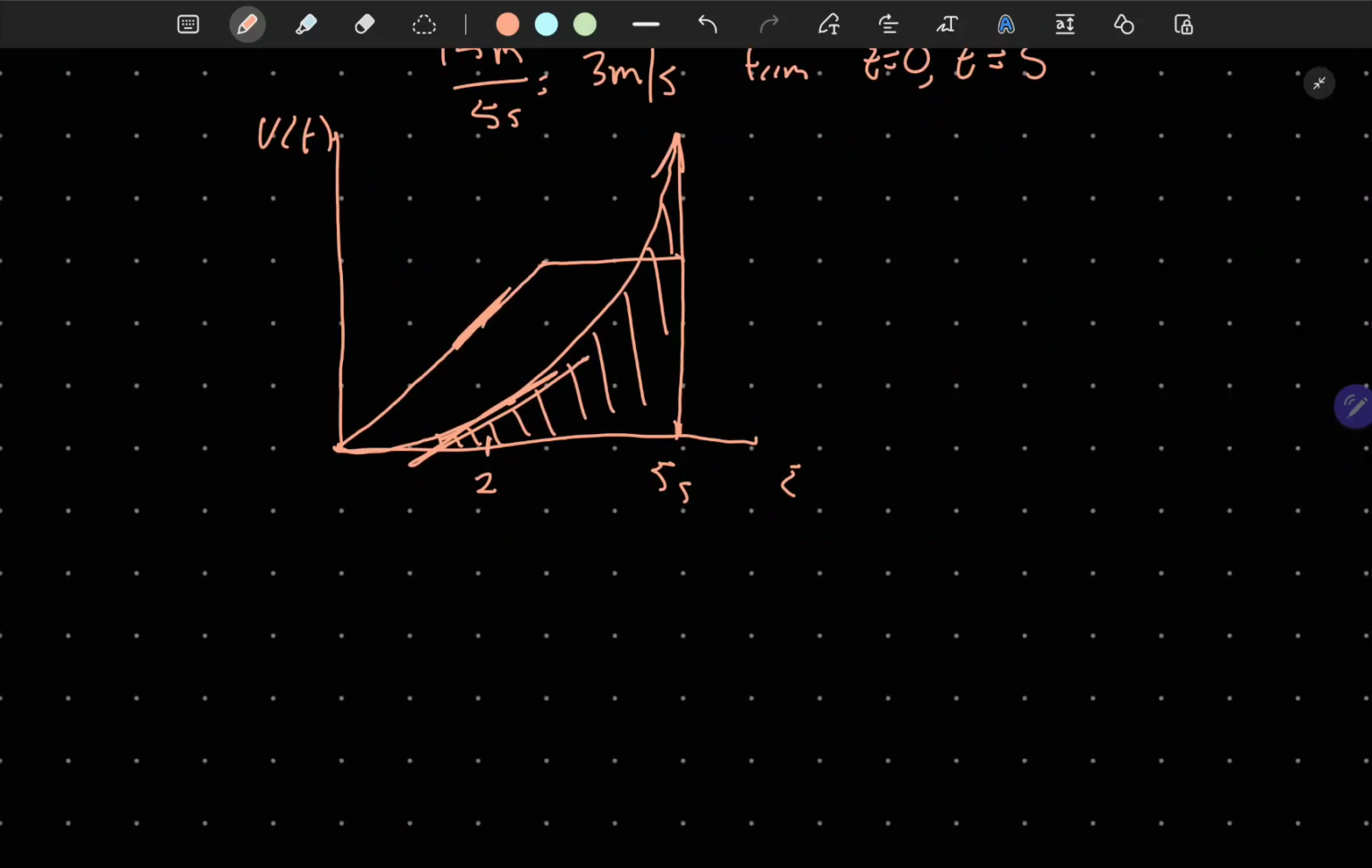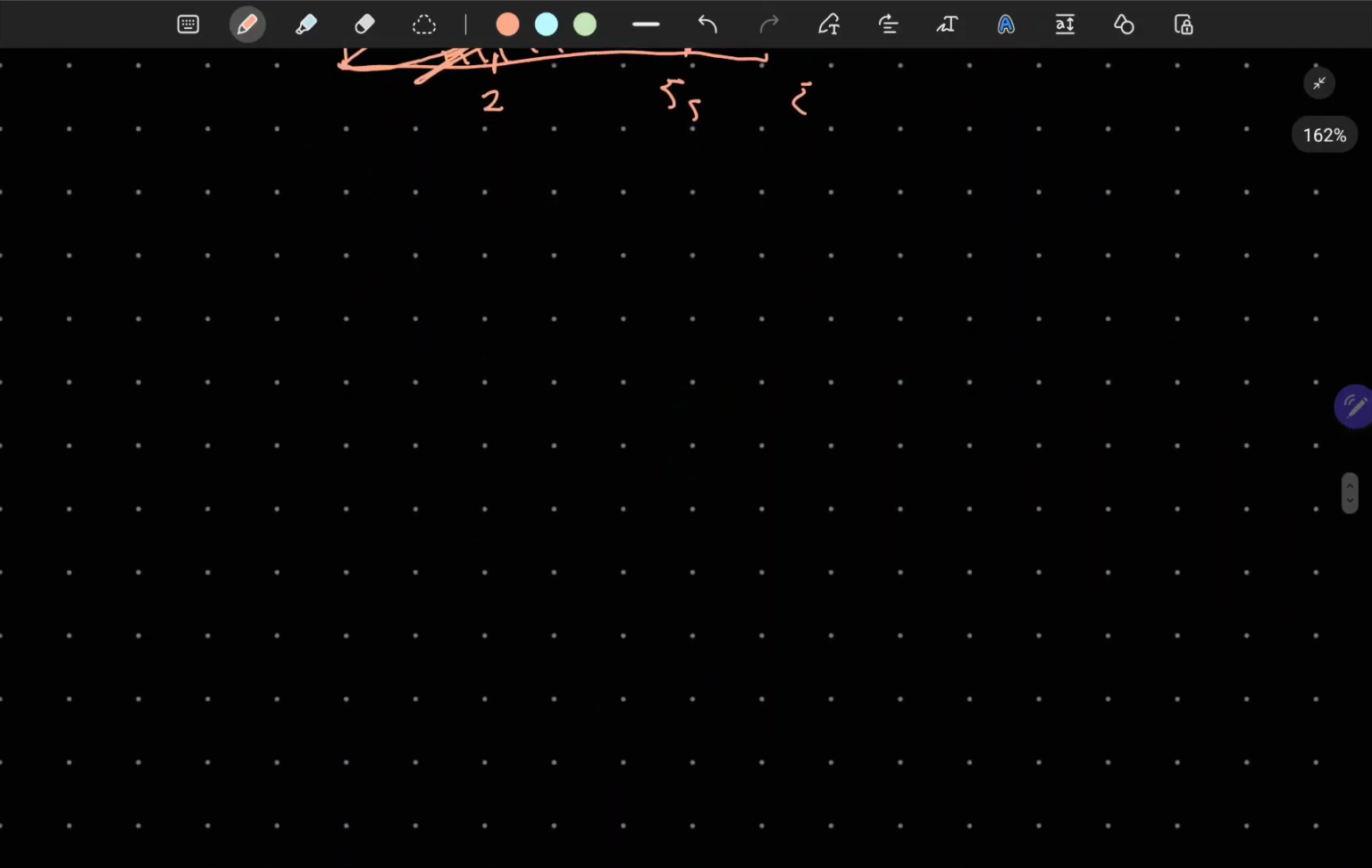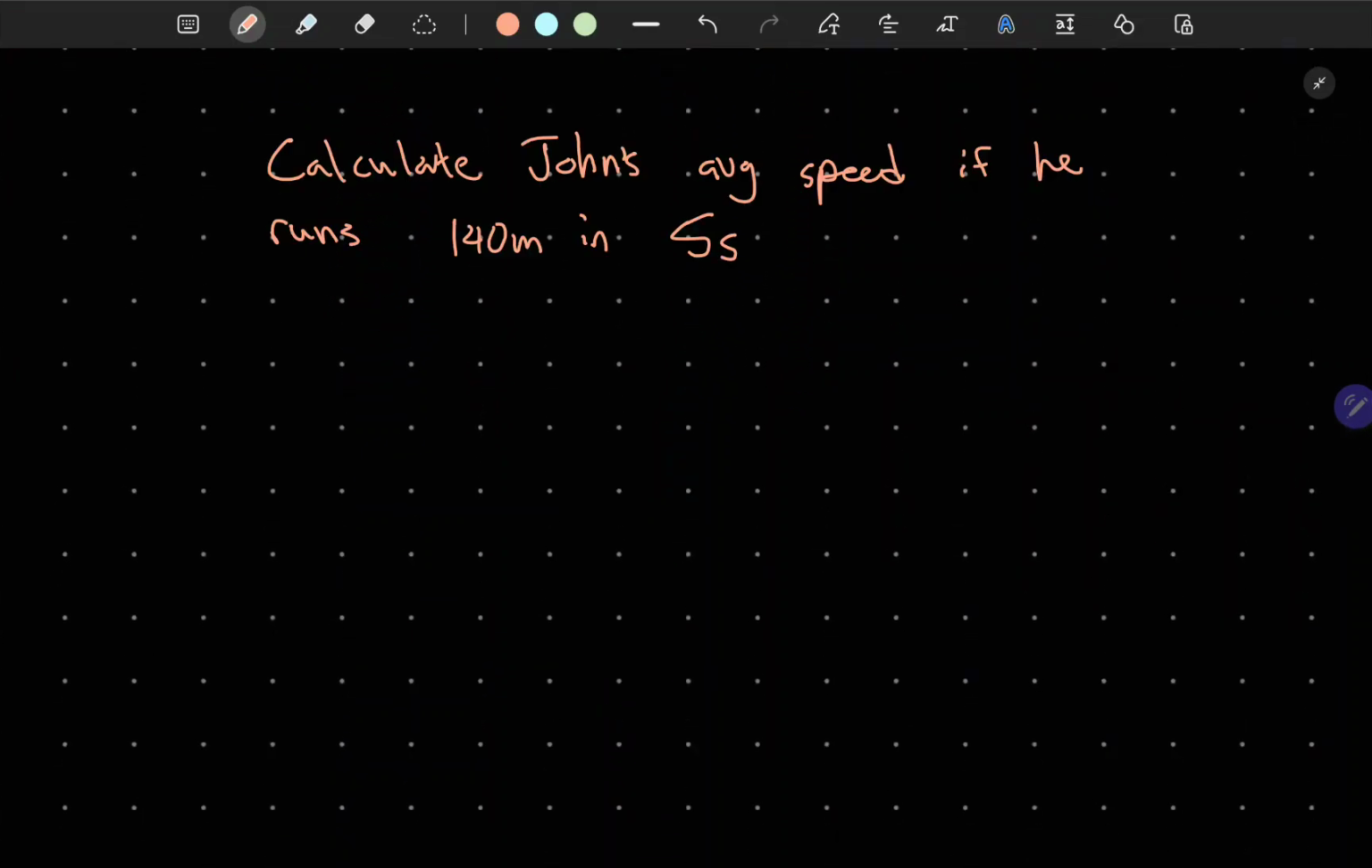All right, so that's all the notes we're going to do. Continuing, we're going to do some problems. For the first question, calculate John's average speed if he runs 140 meters in 5 seconds. This one's pretty easy, so why don't you pause the video, do the quick calculation on your own, and I'm just going to solve the problem right now. This is obviously going to be our average speed formula, total distance over total time. And this just gives us a nice and easy 28 meters per second.